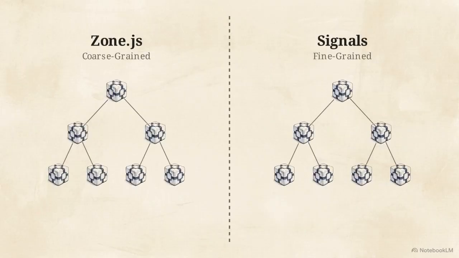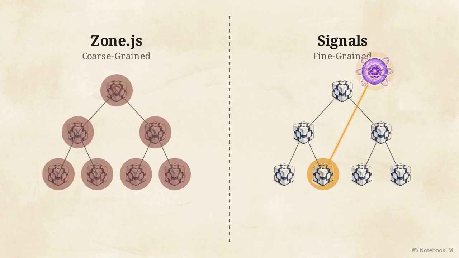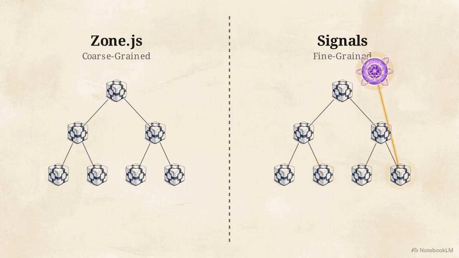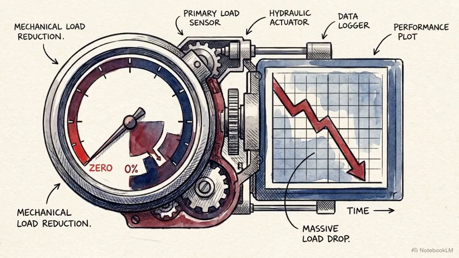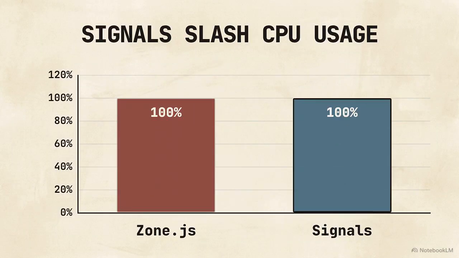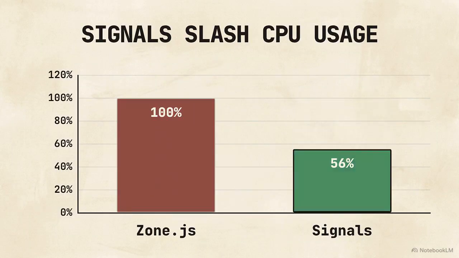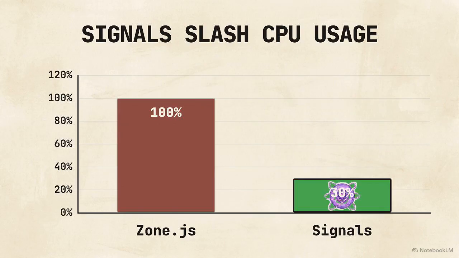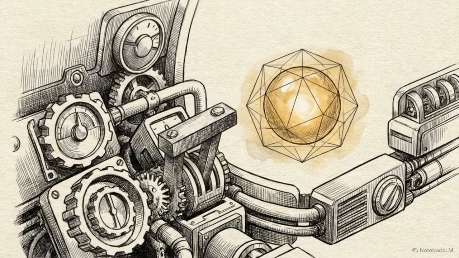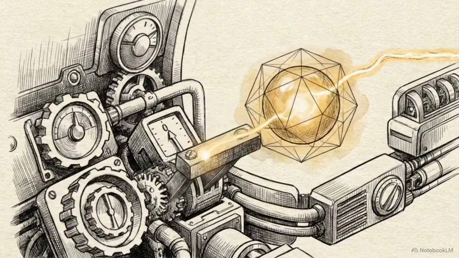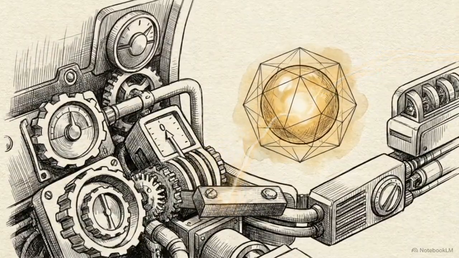The contrast between the two models is stark. When a signal updates, the framework directly modifies only the specific DOM node bound to that data. It bypasses the rest of the component tree entirely. Real-world benchmarks reflect this efficiency. Migrating an application from Zone.js to Signals yields a 30 to 80% reduction in CPU usage. Signals replace reactive workarounds with targeted precision, allowing the framework to update the UI without performing component-wide checks.